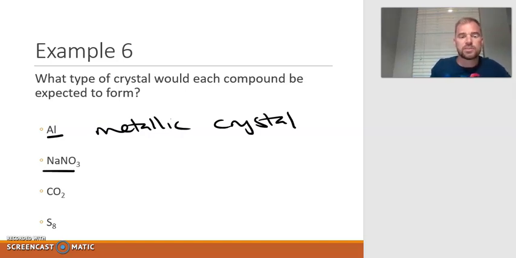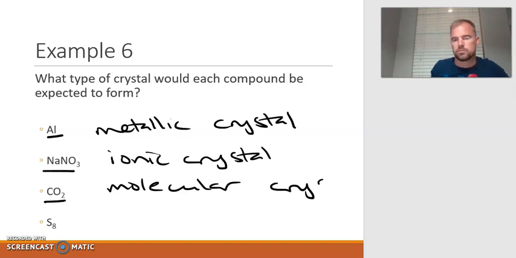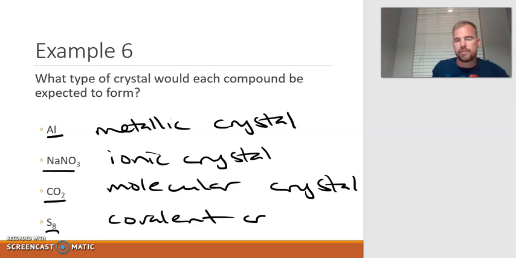If I take a look at the second one, it is a compound. Specifically, it's an ionic compound. Sodium and nitrate are cation and anion respectively. So because it's an ionic compound, it must be an ionic crystal. Carbon dioxide is another compound, but it's not ionic, it's a molecule. So this would be a molecular crystal. And then finally, S8. So it's 8 sulfur atoms all bonded together. Since it's the same atom, it's one atom, but it's not a metal atom, this must be held together by a covalent crystal.